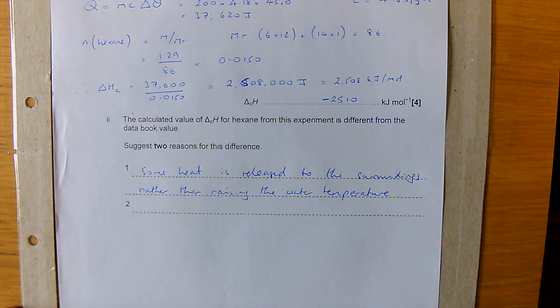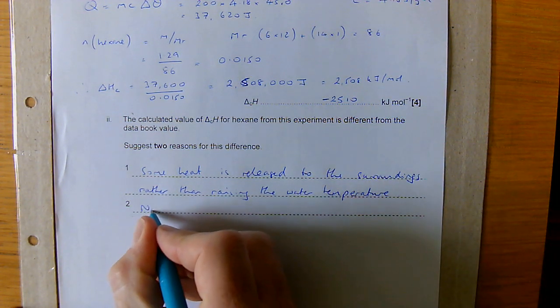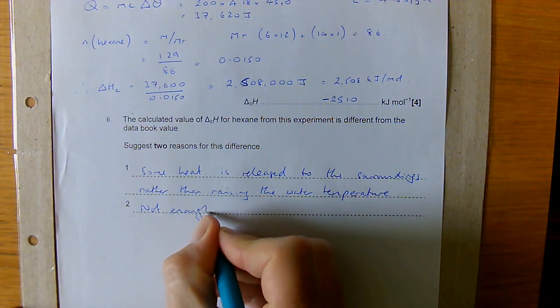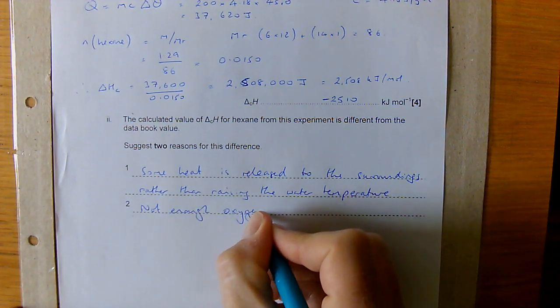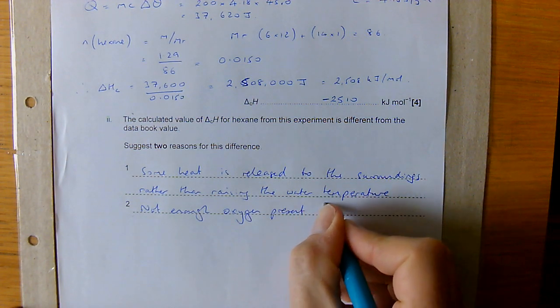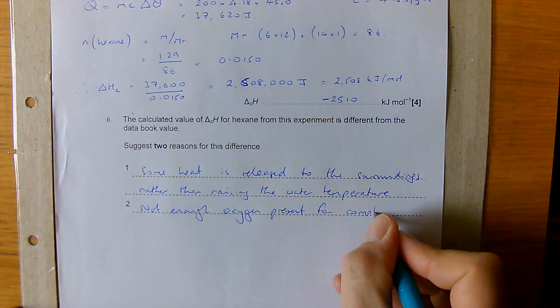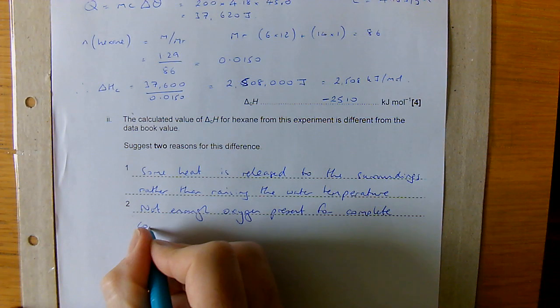And the second reason why there's possibly a difference comes from the definition of the enthalpy change of combustion, which is the enthalpy change when 1 mole of a substance is completely burned in oxygen. If we do not have complete combustion because we don't have enough oxygen, then we will get a different value for the enthalpy of combustion. So the second possible reason is that there is not enough oxygen present for complete combustion to occur.